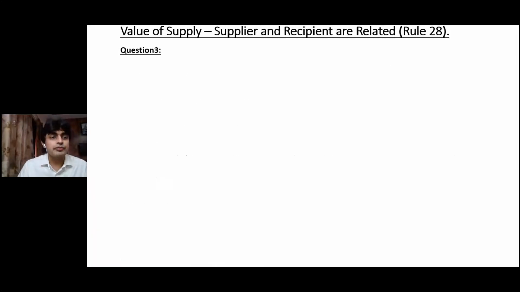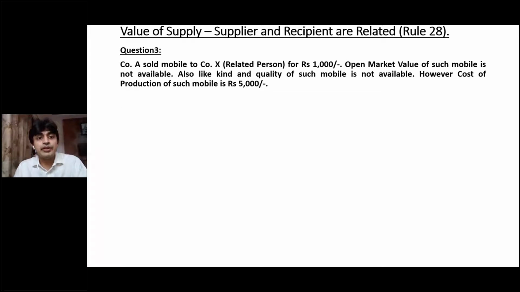Okay. Third question. Again same. Company A sold a mobile to company X, a related person, for how much? 1,000. Sold for 1,000. Open market value was not available. Brand new mobile. Like kind and quality also not available. They have given such a mobile which has no comparison. But the total cost of production of such a mobile was 5,000. Okay. Question: what will be the value of supply?